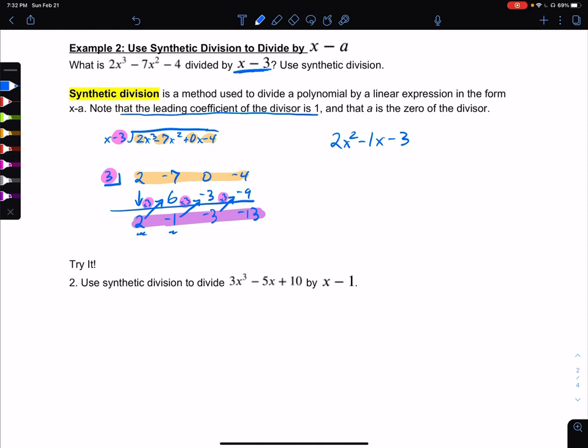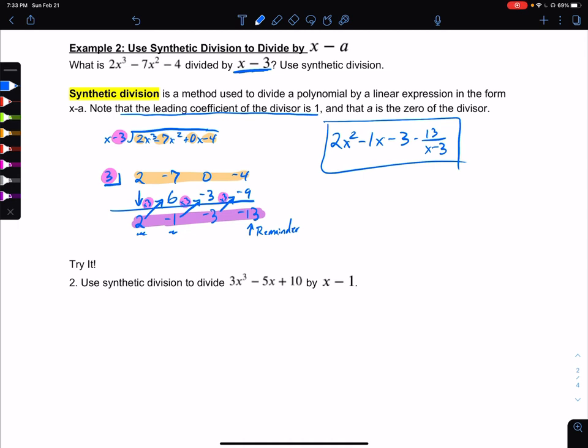So this would be the power of 1, and this is x to the 0. Well, I've got my constant, but I still have that negative 13. That negative 13 is your remainder. So we're going to subtract 13 over what we divided by, x minus 3, and that's going to be our solution. So 2x squared minus 1x minus 3, and then subtracting that remainder of 13 over x minus 3.